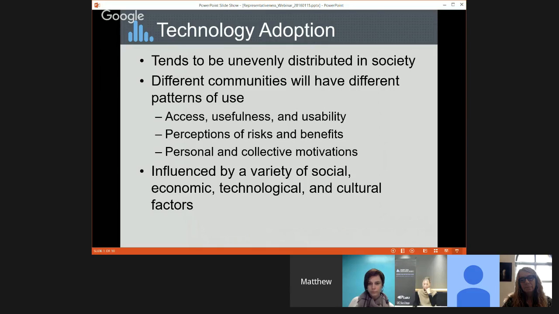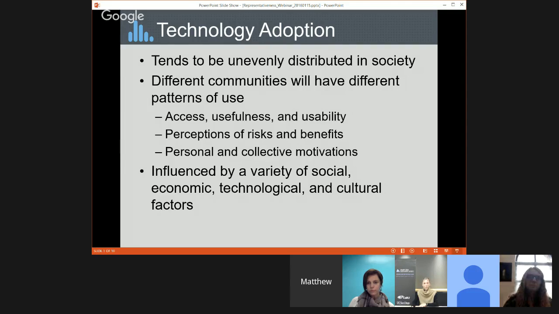Sometimes those patterns of use are driven by who has access, both in terms of cost, but also knowledge and how to use those, and the usefulness and usability of those devices for particular communities. We also know that different communities may see benefits differently. There's been some work I know from Pew that has talked about in some of their survey research picking up on differences in the way that African American teens feel about their privacy online. And so understanding how that may affect their use or non-use of particular technologies.